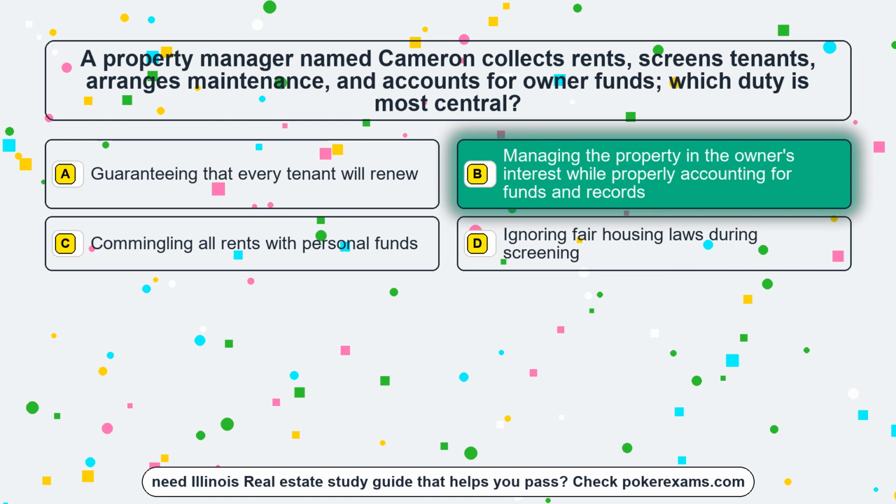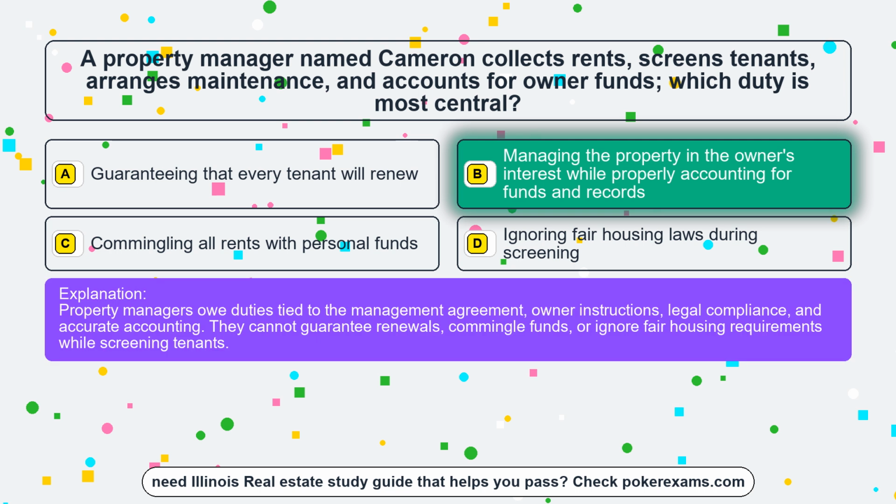The correct answer is option B, managing the property in the owner's interest while properly accounting for funds and records. Property managers owe duties tied to the management agreement, owner instructions, legal compliance, and accurate accounting. They cannot guarantee renewals, commingle funds, or ignore fair housing requirements while screening tenants.